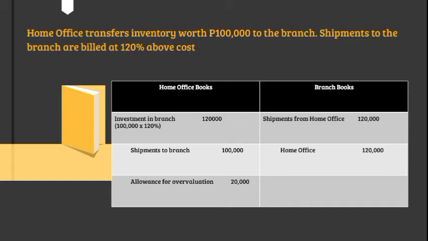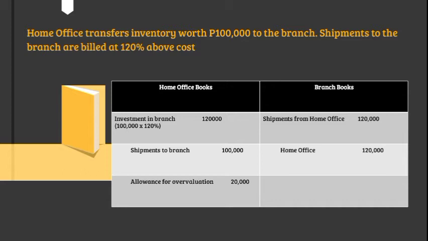So, if we can remember, the procedures in recording transfer of inventory when it was at cost only, well, here, of course, the same approach applies. We debit investment in branch, so we debit it using the amount above cost. Thus, the price is above cost, so 100,000 multiplied by 120% or 120,000. Why? Because what home office credits is also at billed cost. So you can see that 120,000 is what it recorded in the branch's book.